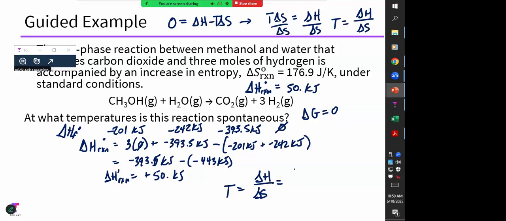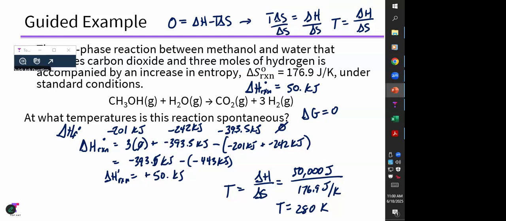Once again, we've got to make sure that we keep our units straight and tidy here. So 50 kilojoules into 50,000 joules divided by 176.9 joules per Kelvin. 50,000 divided by 176.9 to two significant figures would be 280 Kelvin. So 280 Kelvin is where things flip around.